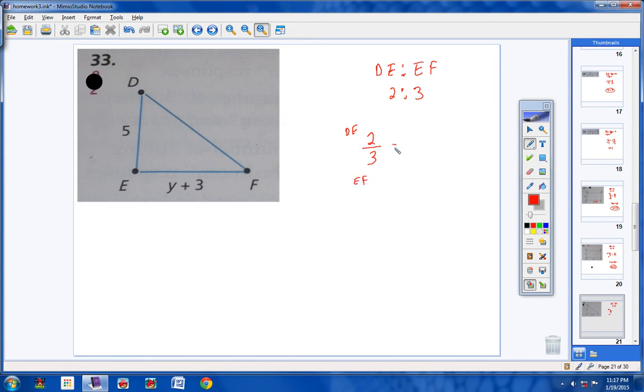Okay? Now, let's see, we're solving for y. Here's DE right here, 5. DE goes up top. EF is y plus 3. EF is in the bottom, so y plus 3. Okay, let's cross multiply. 3 times 5 is 15. 2 times y plus 3, well, 2 times y is 2y. 2 times 3 is 6. Set them equal. Bring the 6 over, make it a negative 6. That gives you 9 equals 2y. Divide both sides by 2, and you will get 9 over 2, or 4.5. Any of those answers are acceptable, okay?